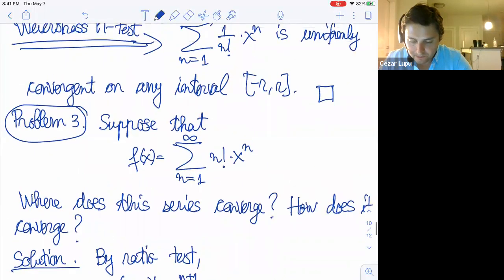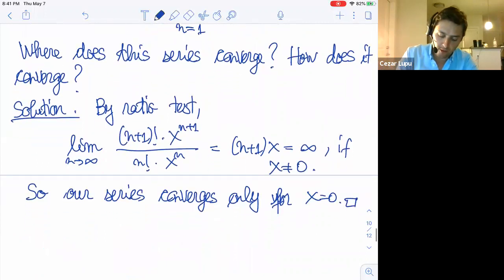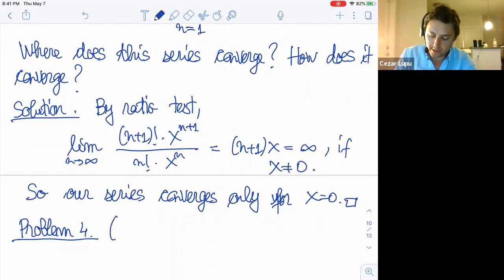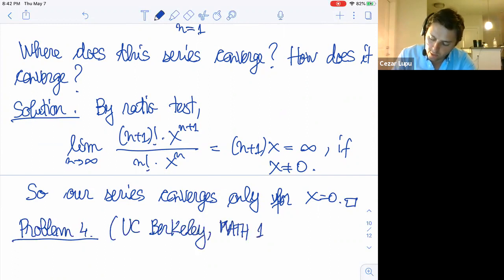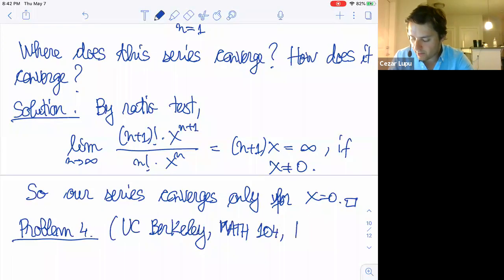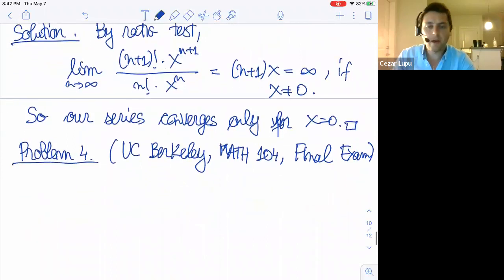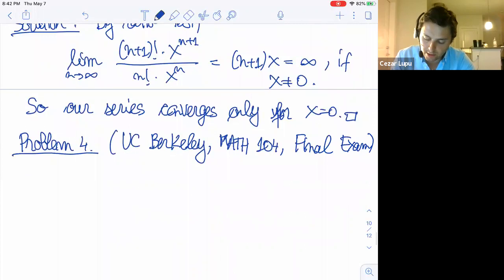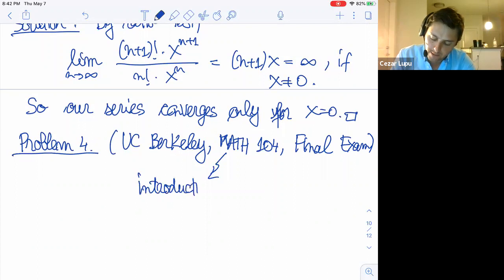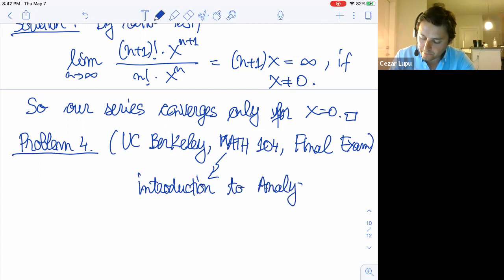Now, I want to do one more problem. So problem 4. This was UC Berkeley, Math 104 final exam. Math 104 is called Introduction to Analysis. So this is the Introduction to Analysis course. That's what we have as well. So it's the equivalent of our class.